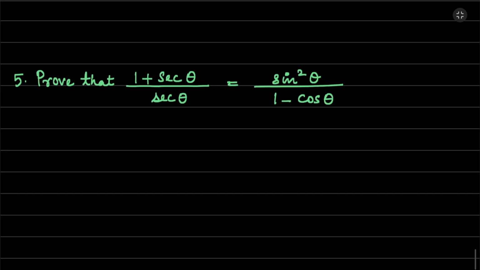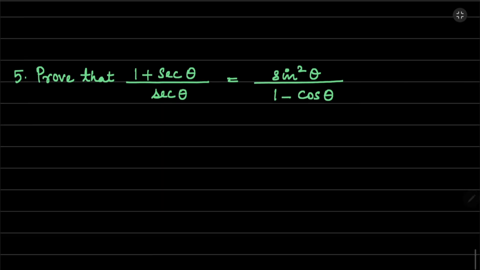Prove that (1 plus secant theta) divided by secant theta is equal to sine square theta divided by (1 minus cos theta). In most of the 99% of the problems, what we were doing is taking the left hand side and solving it to make it equal to the RHS. But in this problem, we will not be able to use any identity using just 1 plus secant or secant. So what we will do is take the RHS first and then make it equal to the LHS. Okay, so take RHS for a change.